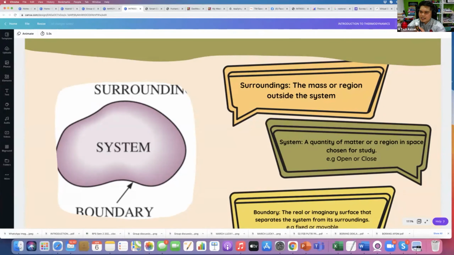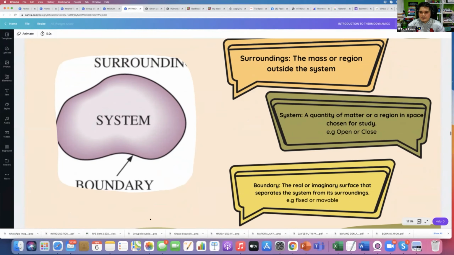Surroundings is the mass or region outside the system. So if I define this bottle as my system, whatever is outside this bottle is what we call surroundings. A system itself is a quantity of matter or a region in space chosen for study. So I choose this bottle as my space of study. Either I open it or I close it, it is called a system. The third one is the boundary, which is the real or imaginary surface that separates the system from its surroundings. Because this is a glass bottle, this is the boundary on it. But it can also be an imaginary boundary.